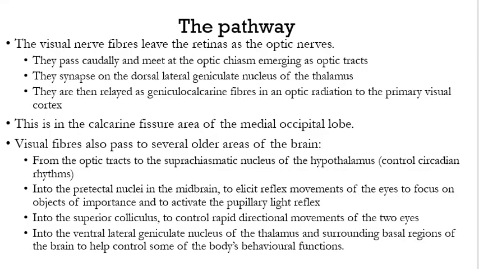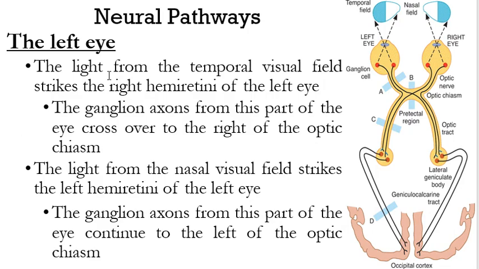What I want to do is follow one eye and explain everything we're talking about. So let's start with the left eye. Light from the temporal field will strike the right hemiretina. And then light from the nasal field will strike the left hemiretina. Okay, let's see where these will go.